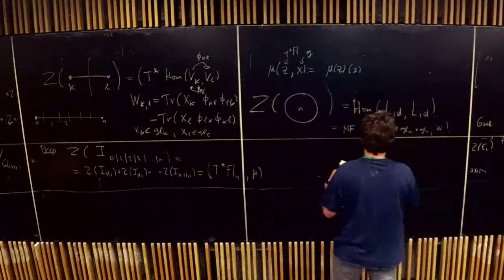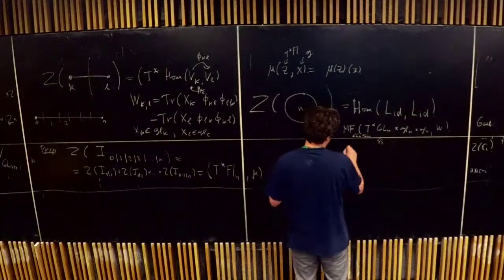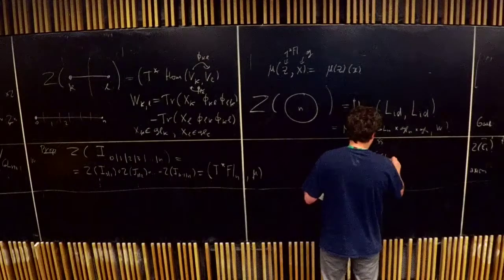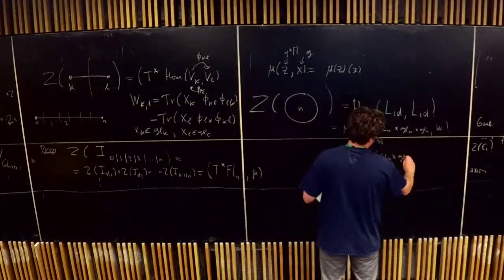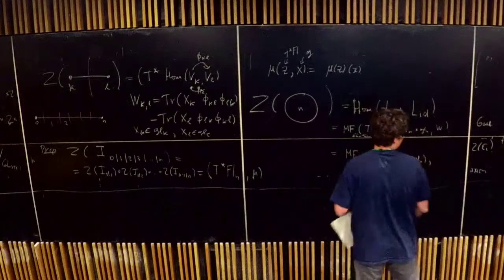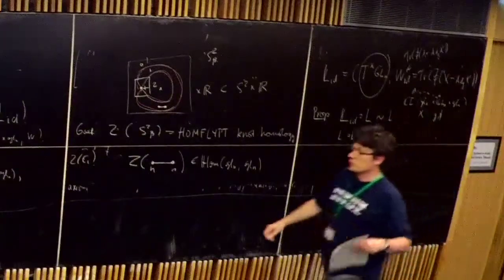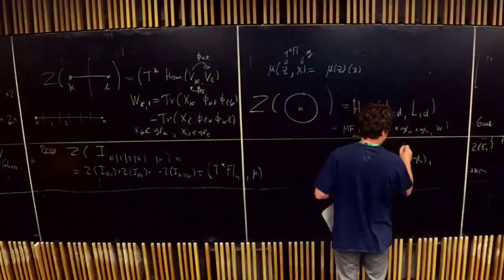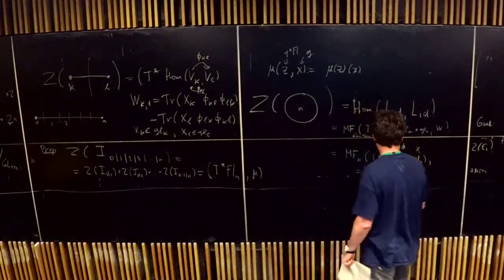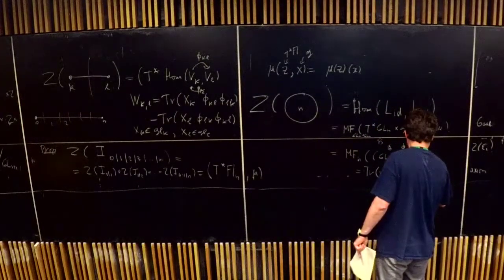But you can actually use some Knörrer periodicity and show that this is just equal to the matrix factorizations in this case. It's a GLN cross GLN. There's a group here. And the potential here is, well, you just take this potential and equate it to x. So this is phi, this is x, this is g, then the potential here is a trace of phi times x minus Ad g. All right?